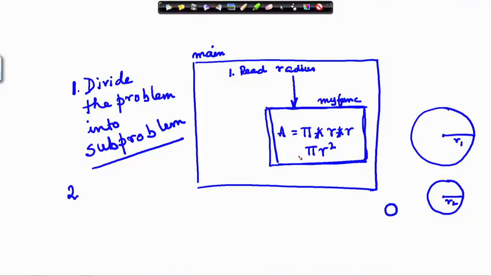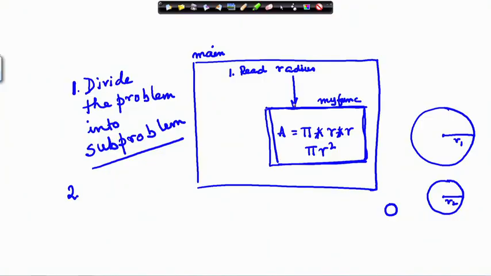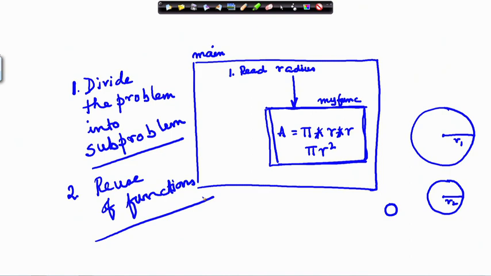It is available and I can reuse it, and the only thing I need to do while reusing it is just pass the parameter. Therefore, the second big advantage is reuse of functions. That is why the concept of functions is so important in programming. You will encounter this irrespective of programming languages. So, let us go back to this.